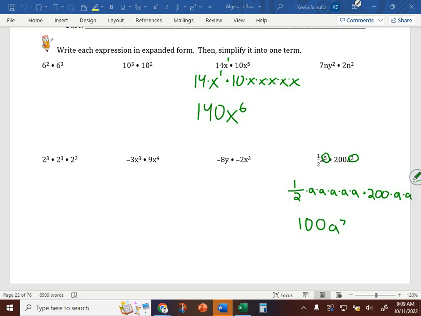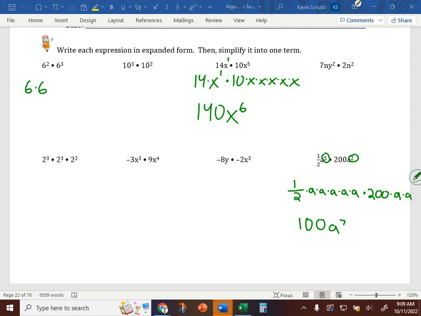Okay. The point of these first 8 is for you to really see how expanded form can help you, how expanded form works. Yeah, so those first 2 are those common mistake ones. You're not going to get 36 here because 6 is a base. It's not a coefficient, right? And you can see that in expanded form.